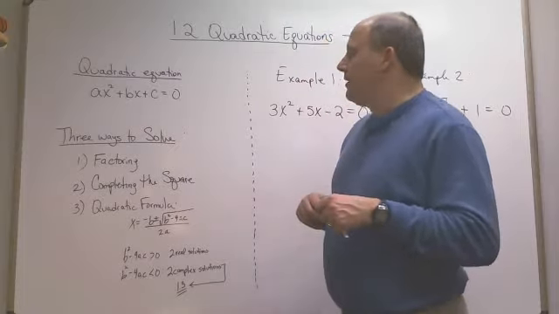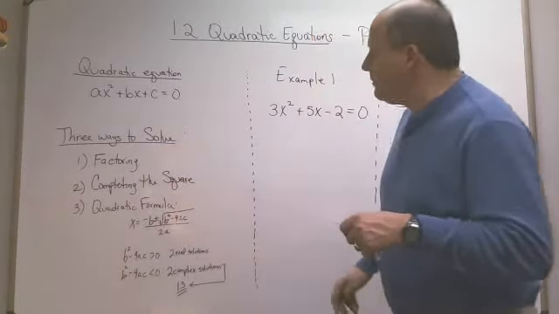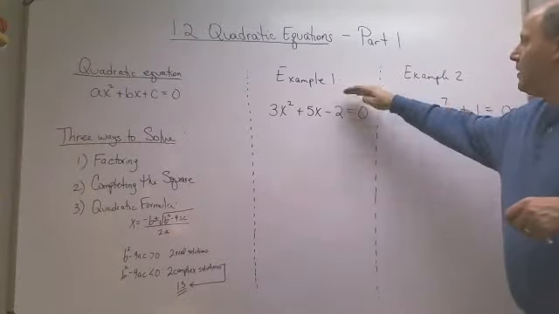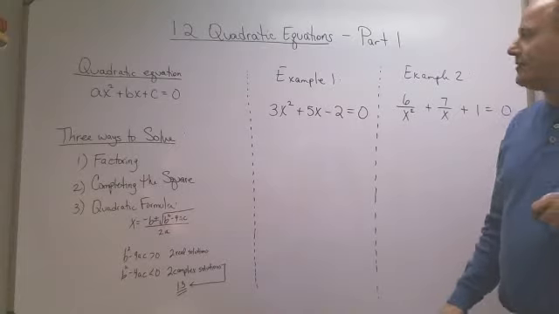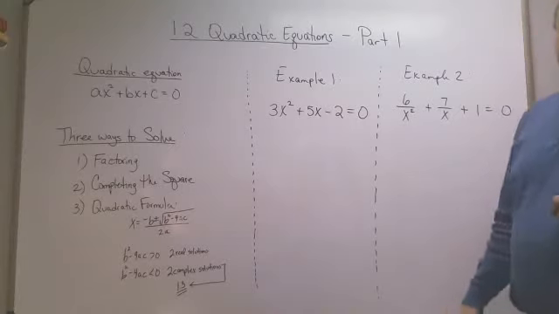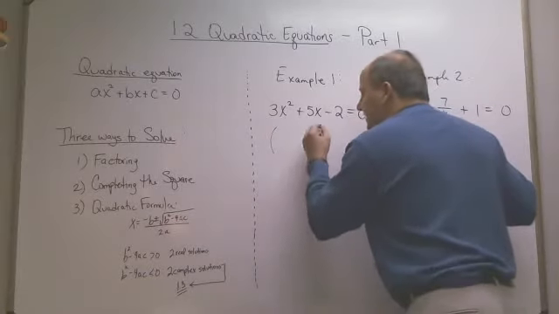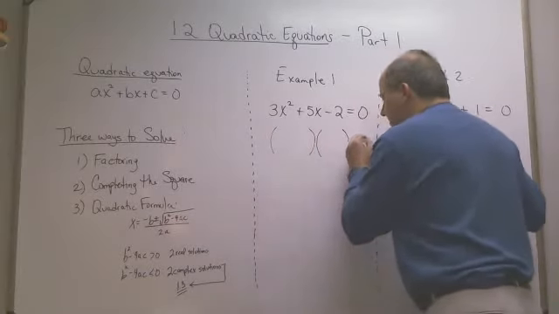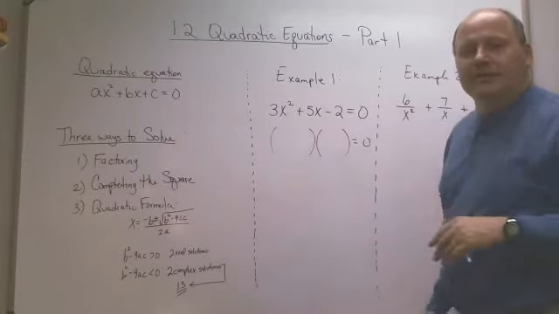So what I want to cover is factoring and the quadratic formula. I've got a couple of examples, example 1 and example 2, and I believe both of these are going to factor, so it's going to be nice for us. Example 1: 3x squared plus 5x minus 2 equals 0. The first thing I'm going to do is see if there's anything that comes out front, and there isn't. 3x squared, 5x, and negative 2 have nothing in common.